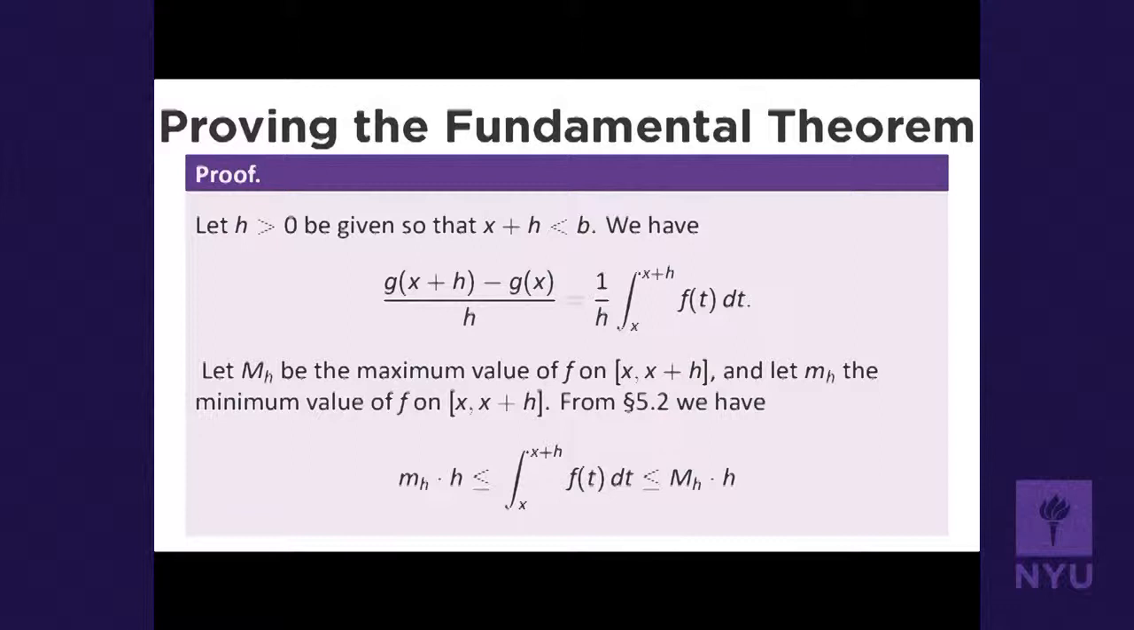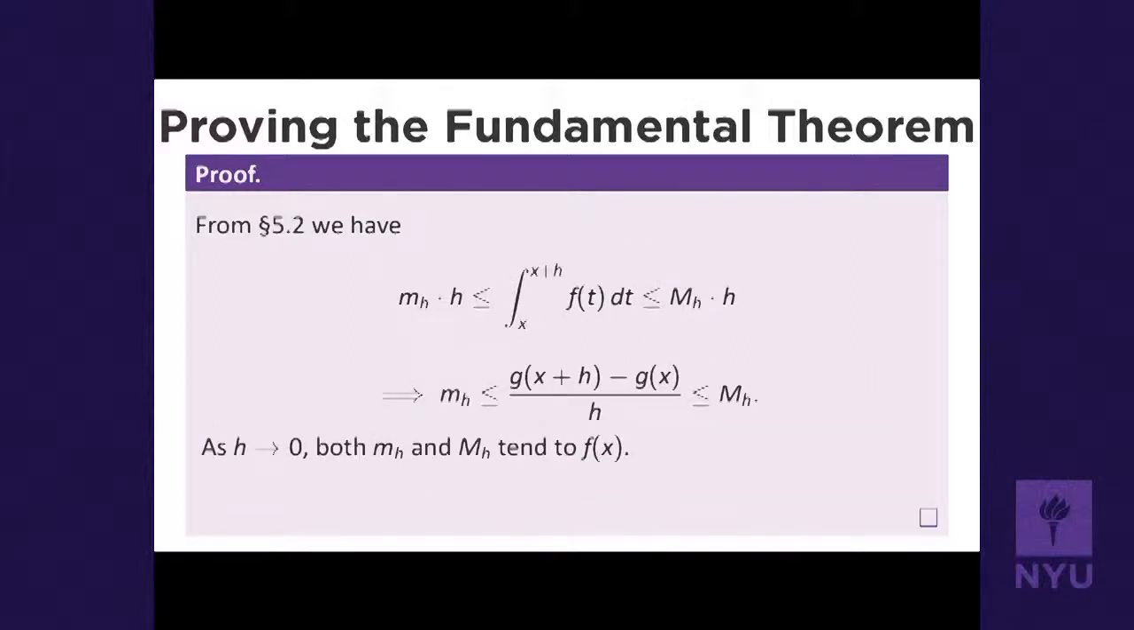Okay, so this was the integral that we wanted to estimate. Notice there's a 1 over h here, so to compare this to this, I need to divide this by h. Luckily, I have an h to spare. So what I get is that m sub h is less than or equal to the integral from x to x plus h of f of t dt, which I could also write as g of x plus h minus g of x over h. And that is all less than or equal to capital M sub h.